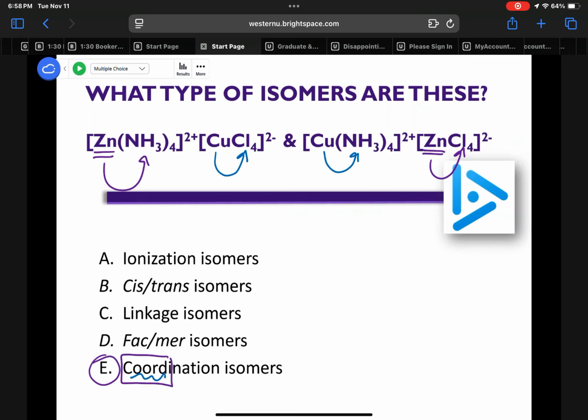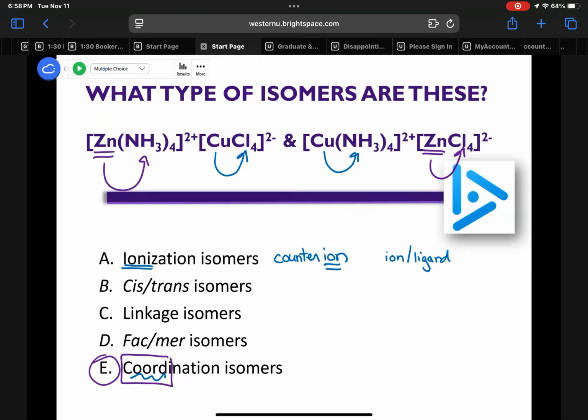Okay, so a quick review. The ionization ones, think about the counter ion. So if the ion, the counter ion, and the ligand have swapped places, that's our ionization isomer.